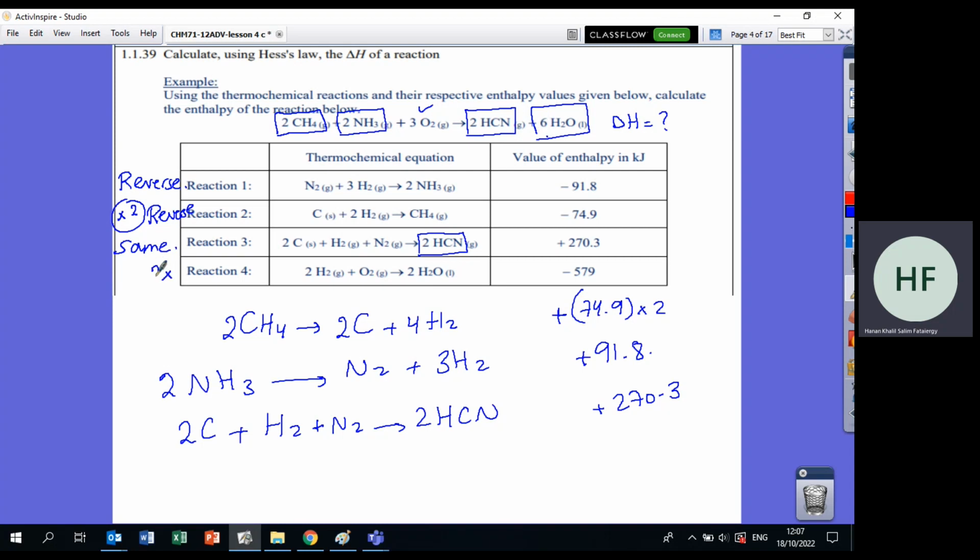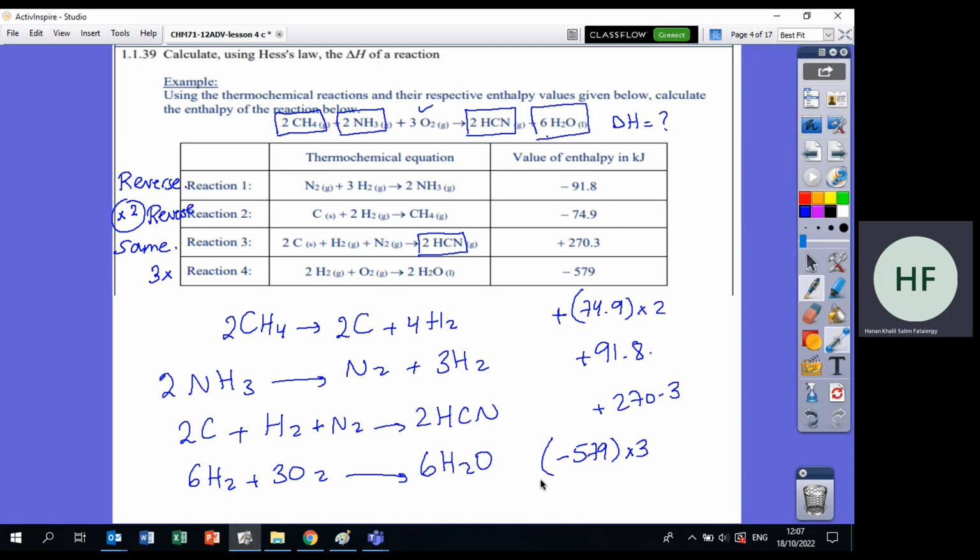So this reaction will be multiplied by 3. Multiply this reaction by 3, you will get 6H2 plus 3O2. This will give you 6H2O, and delta H will be multiplied by 3. Minus 579, you multiply it by 3.